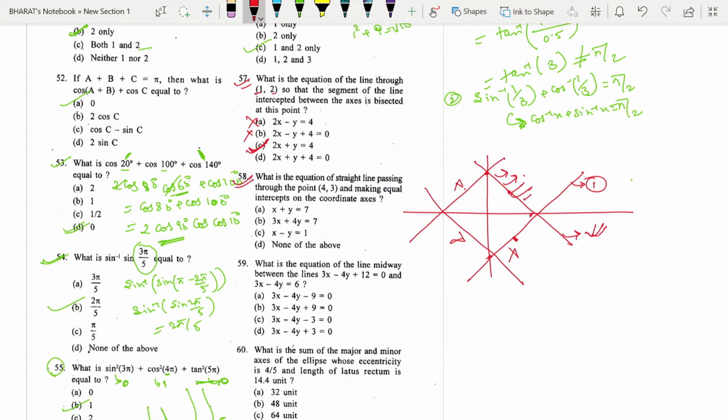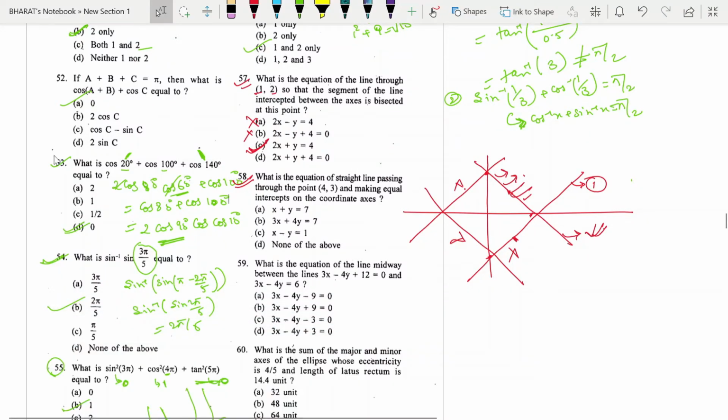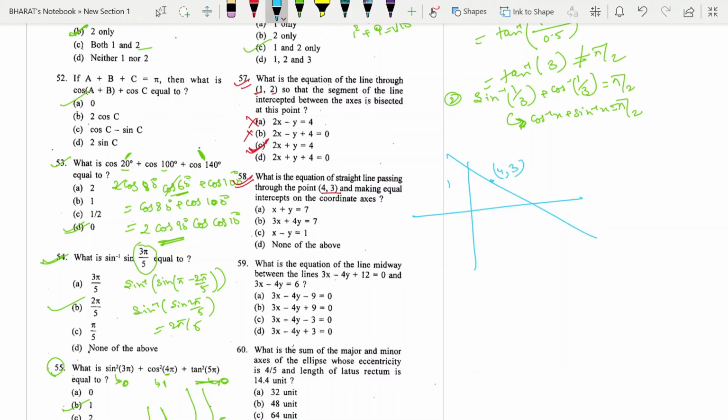Now moving to question number 58. What is the equation of a straight line passing through the point 4 comma 3 and making equal intercepts on the coordinate axis? Let me clear this so that I can get the space. Okay, let's make the coordinate axis. A line is passing through the point 4 comma 3, and the intercepts, that is y and x, made by it on the coordinate axis are the same.